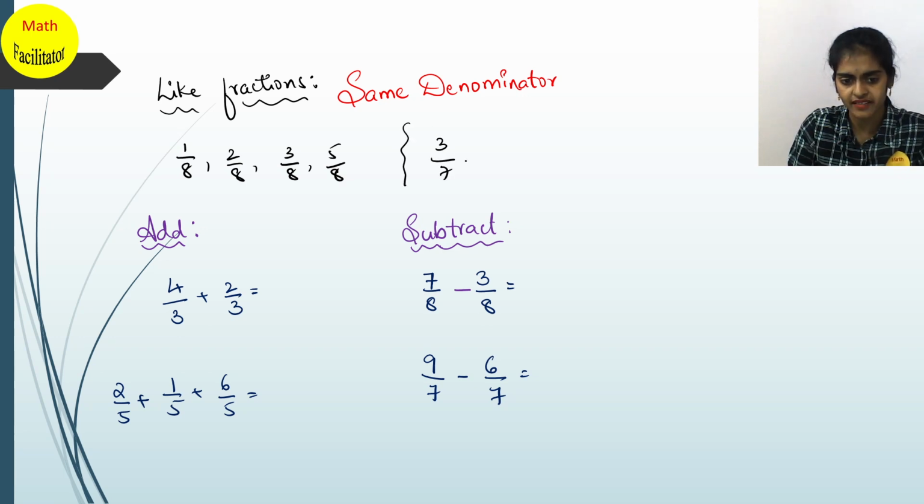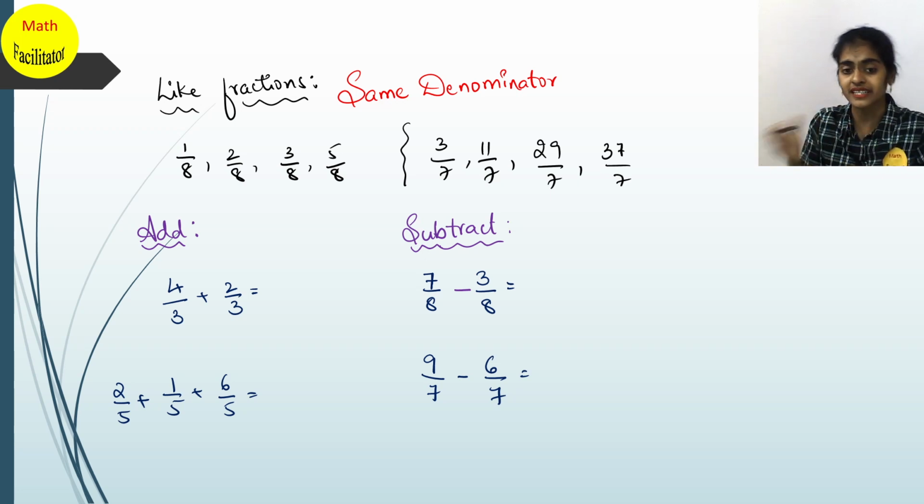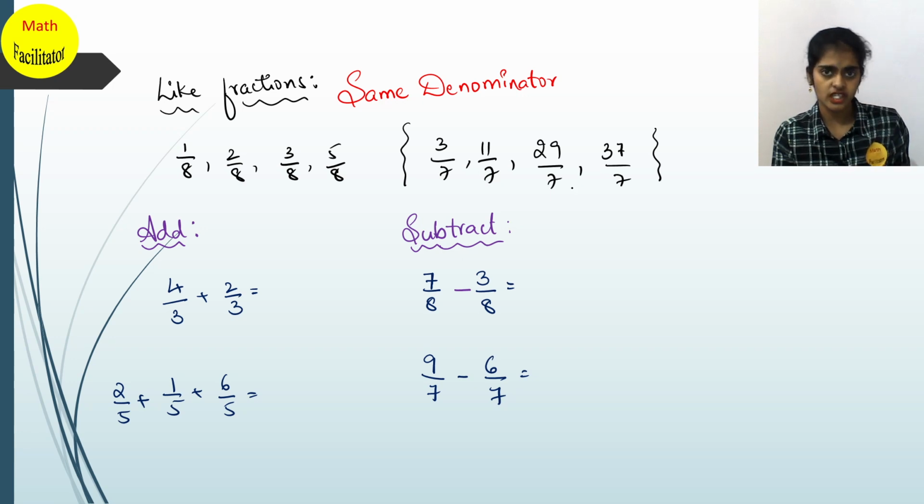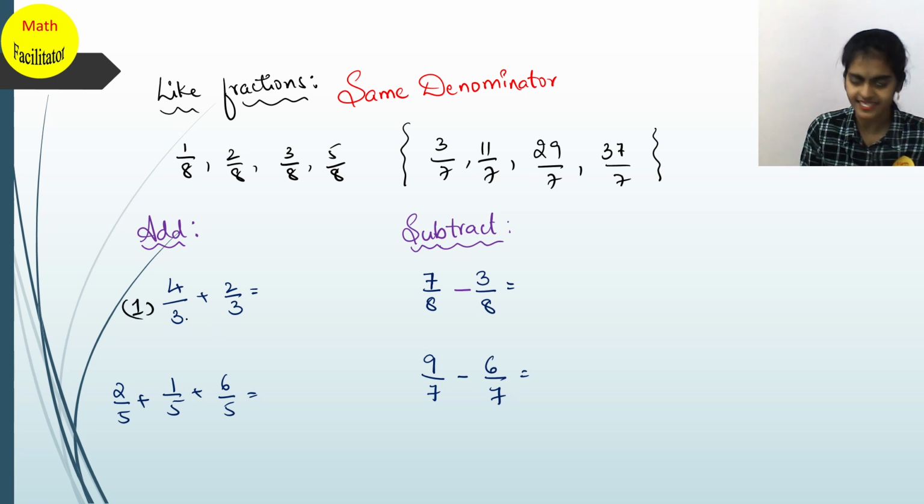Let us take one more example: 3 by 7, 11 by 7, 29 by 7, 37 by 7. All these are like fractions. Again, the denominator is the same. Clear? So this is one set of like fractions. Like fractions are those fractions where the denominator is the same. Clear with this? Now let's talk about addition of like fractions.